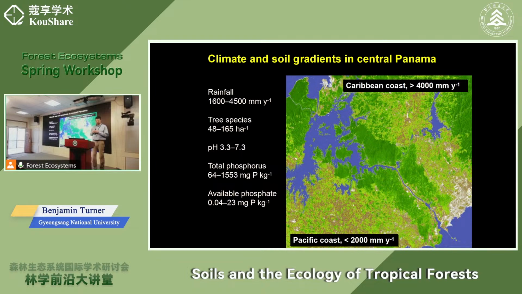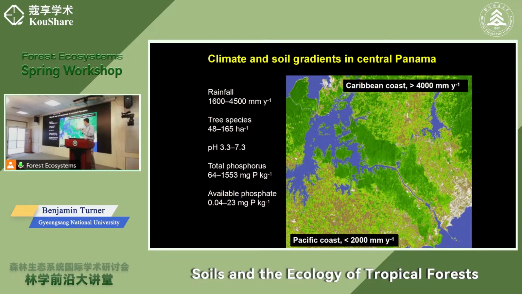And what you can see here is a legacy of the Panama Canal, which is a 10-kilometer wide strip of protected forest, running across from the Pacific side to the Caribbean side of Panama. The interesting thing is that this also spans a very strong rainfall gradient, from less than 2 meters per year on the Pacific coast to more than 4 meters a year on the Caribbean coast. And it's also a very diverse area.